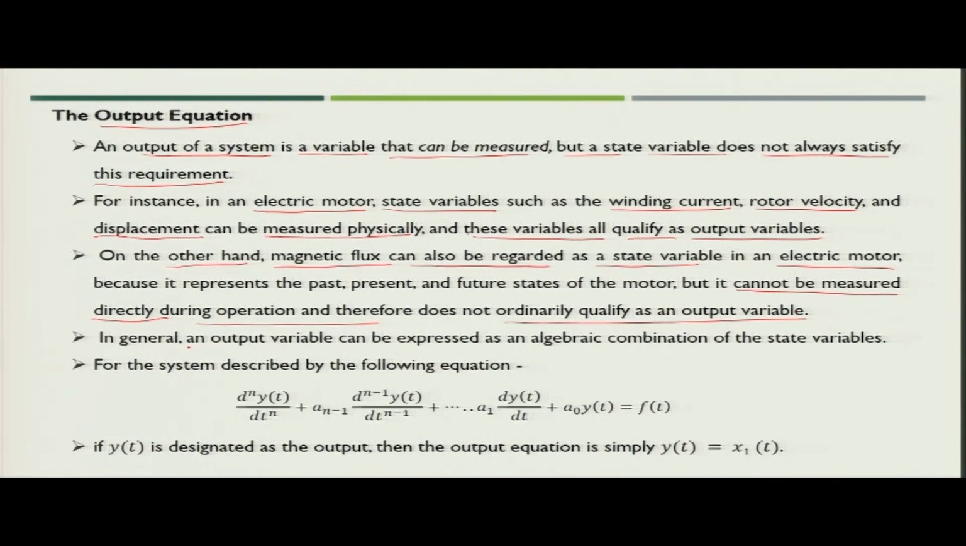Now, in general you will write output variables as an algebraic combination of the state variables. So, suppose the system we just described as d^n y by dt^n plus a_(n-1) d^(n-1) y by dt^(n-1) and so on. If you consider y t as an output, then you can simply write y t is equal to x1 t, because y t is considered to be one state variable and it is also considered to be an output variable.